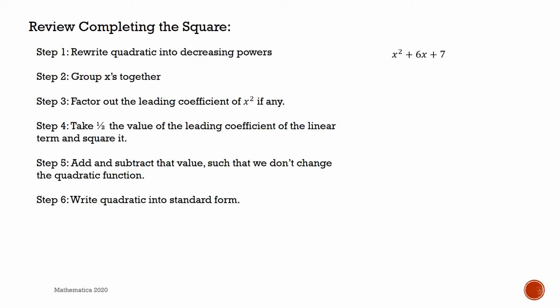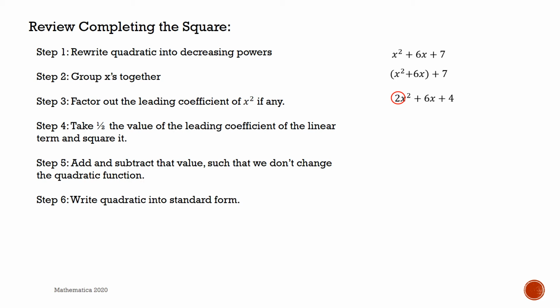So, next thing, we need to group our x's together. So we're going to put brackets around our x's and we're going to leave the constant on the outside. Step 3, if it so happens that there's a leading coefficient of x squared, so in this case 2, we first have to factor out that value before we do anything else. And I'll do an example with you a little bit later on in the video.